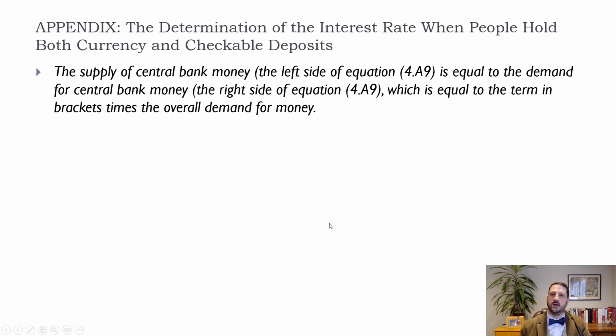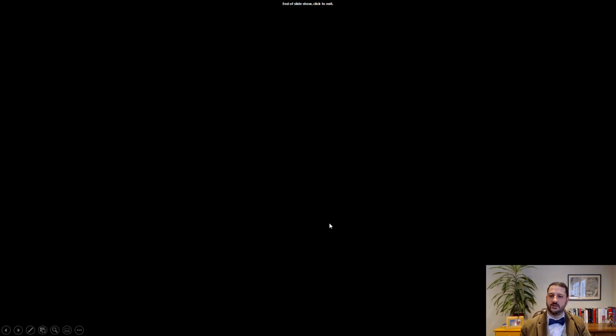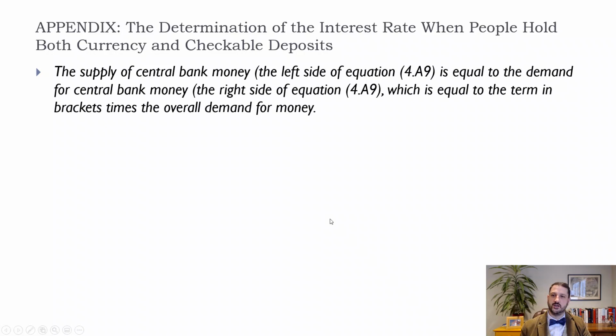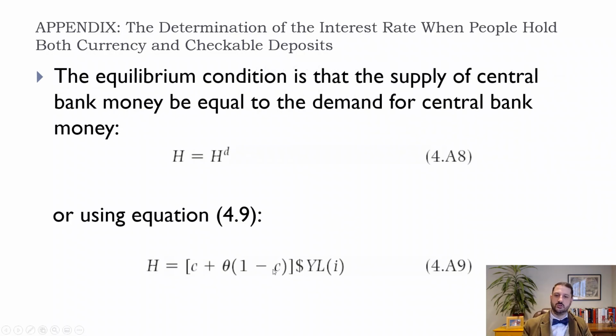So this is how we are going to determine our interest rate. And you can use this equation to see what would happen if C changes, if nominal GDP changes, if the reserve ratio changes: how is that going to affect the demand for money, and how is that going to shift the high-powered money demand curve and therefore increase or decrease the interest rate.